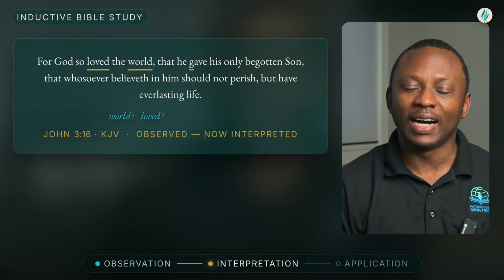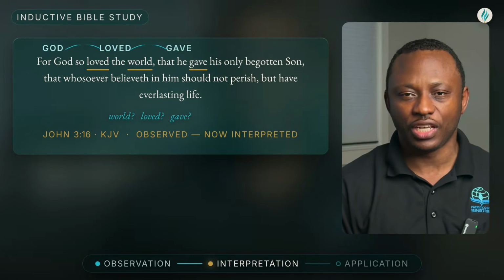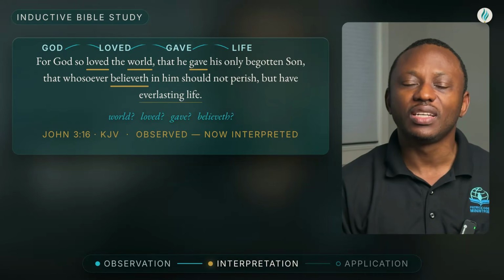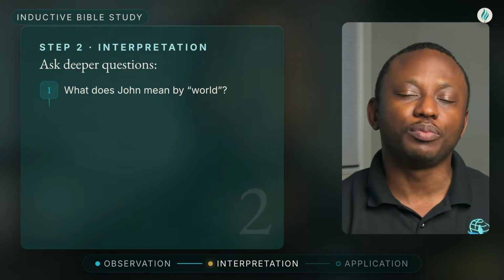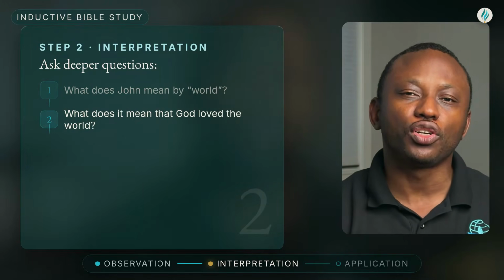We observed God loved, God gave. The object of his love is the world, and he gave his Son. Now interpretation begins asking deeper questions.